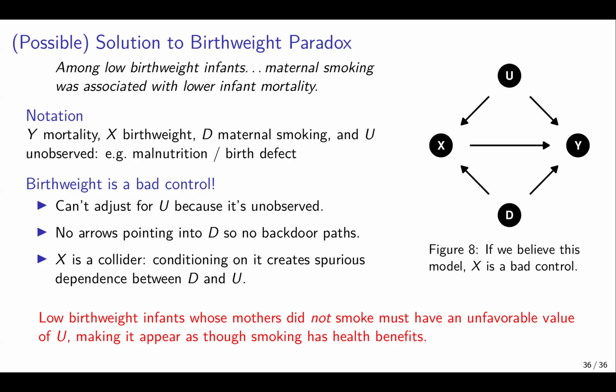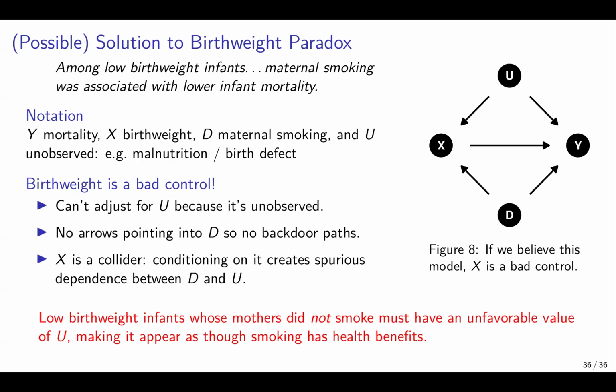So here's a way to put that into words. Low birth weight infants whose mothers did not smoke, so think about this, you're born low birth weight and your mother did not smoke, well then what must be the case? Something else must have gone wrong. So you must have had an unfavorable value of u. Maybe there was malnutrition, maybe there was a birth defect. Okay, so what happens? Well, that makes it appear as though smoking has health benefits, which clearly doesn't make sense if we think about that in terms of the science involved. But we can see here that it's just purely a result of conditioning on this collider x.